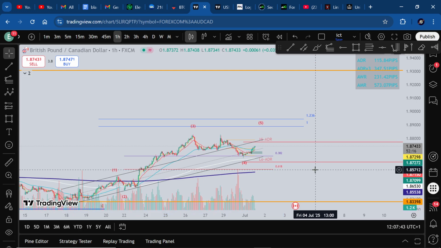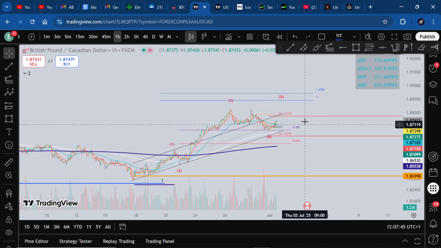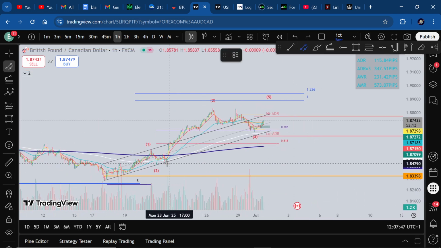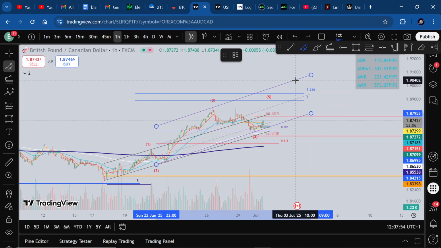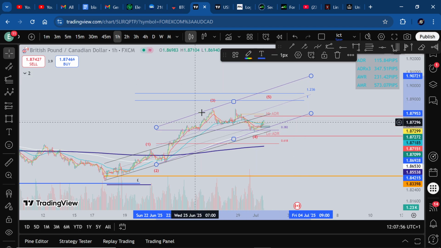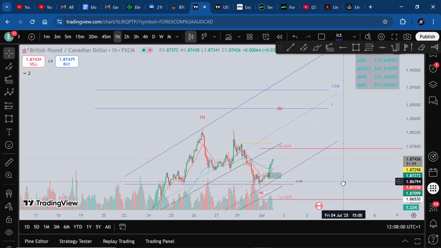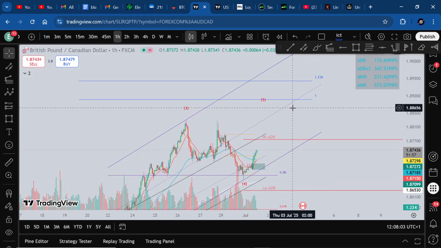Okay? There's that. Now, also, you could do this. You can get a channel from the end of your wave 2 to the end of your wave 4, drag it to the end of your wave 3, and you would expect price to not only take out this high, but also to be above the midline of the channel when it does so.